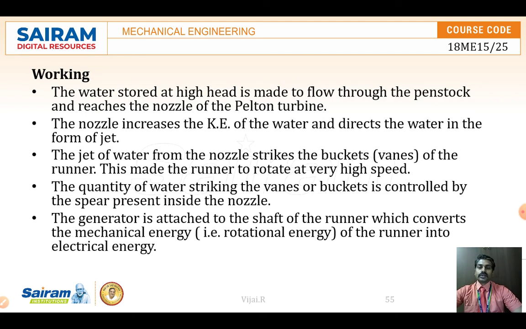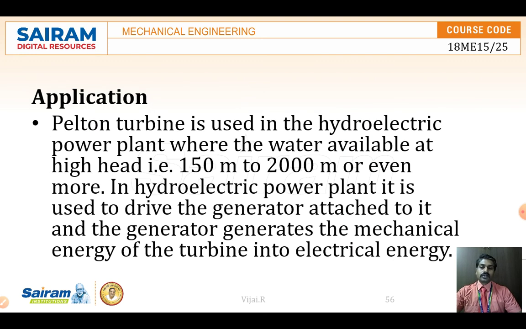So the working, this is what the discussion already covered. The water stored at a high level, that is the dam, passes through the penstock and then through the nozzle. We make this jet of water strike the buckets, the vanes, at the center, that is the splitter, and it divides the water. The quantity of water striking the vane is controlled by the spear. The generator is going to create power when it is rotated.